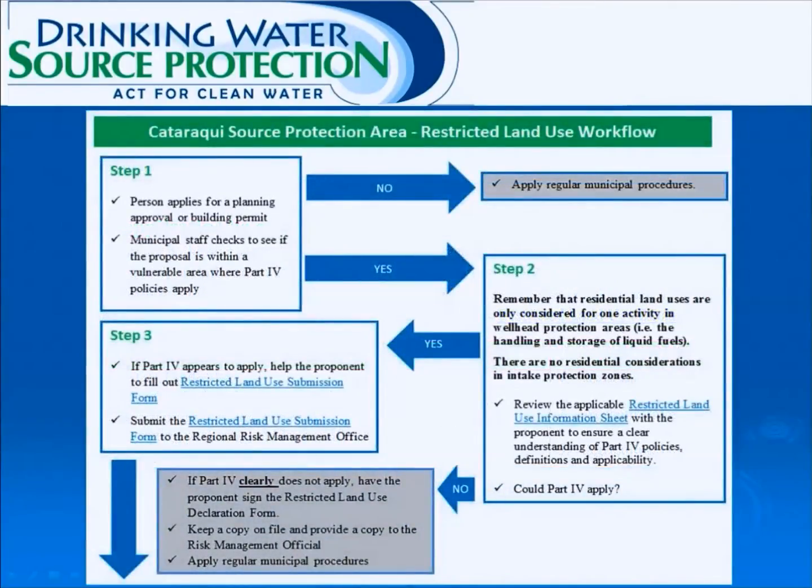After reviewing the applicable restricted land use information sheet with the proponent, if Part 4 clearly does not apply to the application, i.e. they will not be using any of the chemicals identified as a significant drinking water threat, or their proposed activity is not included on the restricted land use information sheet, the proponent must fill out and sign the Restricted Land Use Declaration form.